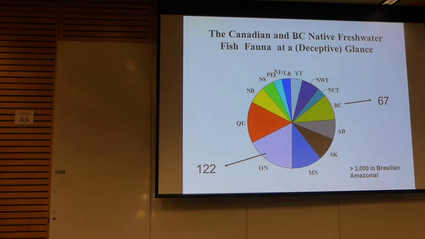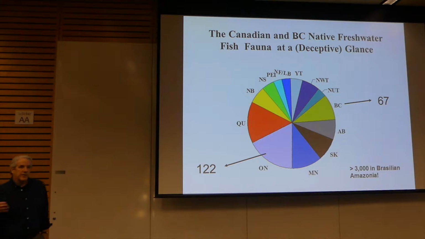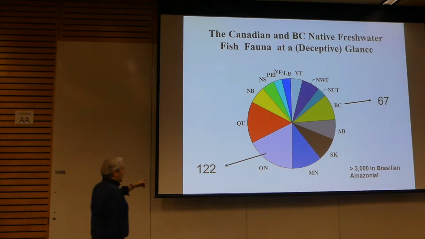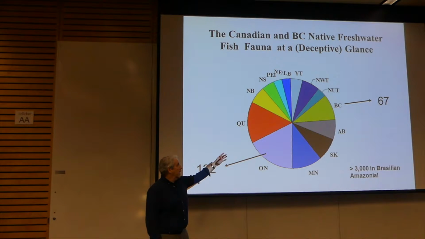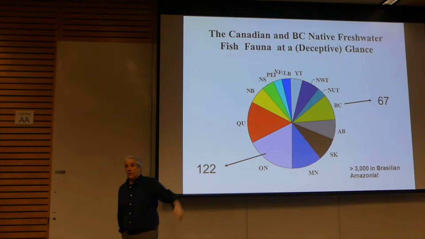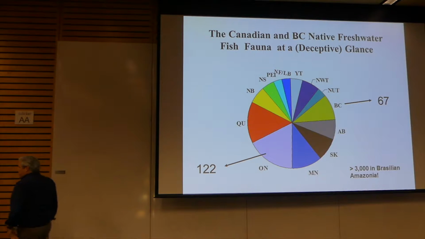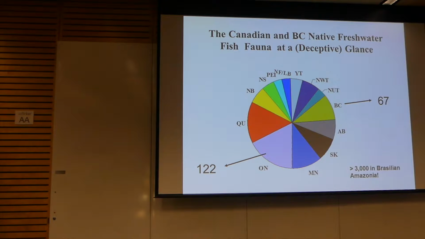Now, if you look at British Columbia, or Canada, as I mentioned, we have about 197, 198 native species. The most diverse area is Ontario, with 122, and BC, on a bit of an old slide, has 67 native freshwater species. So we're about half of the most diverse region in Canada, which is Ontario.